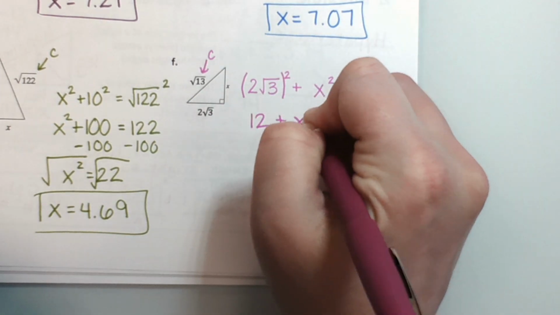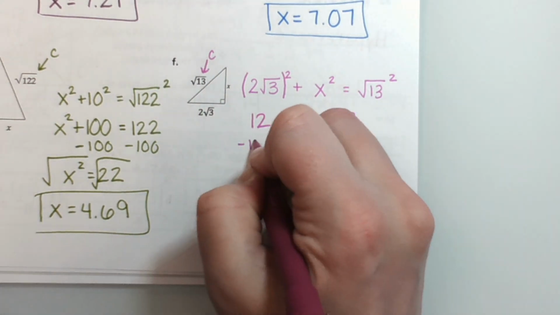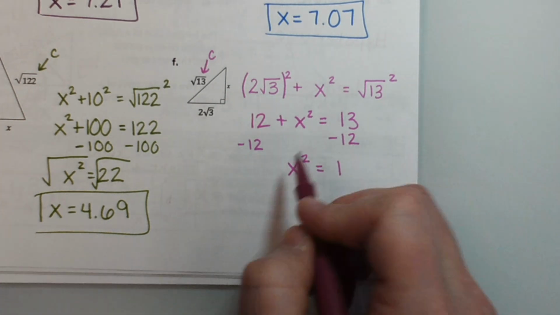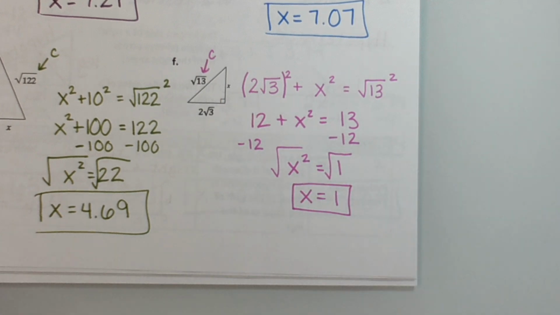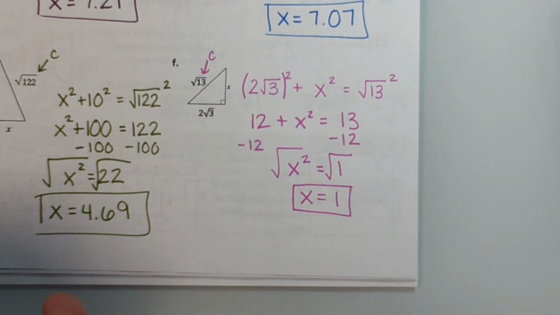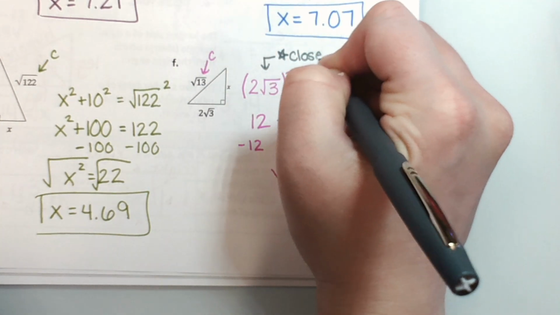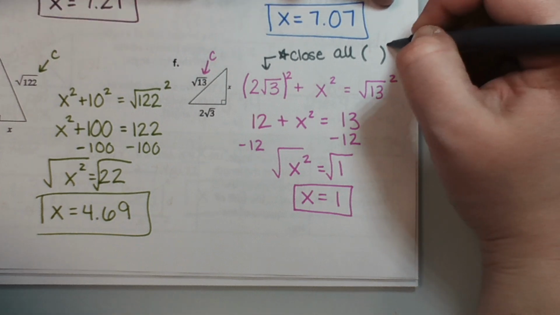Beyond that, the rest of this problem works the exact same way. Square root of 13 squared is 13. I'm just going to go through it quickly. We subtract the 12, we get 1, and then we take the square root. And the square root of 1 just happens to be 1. But you have to be careful with those. So if you have a TI calculator, or you typically use a TI calculator, you might want to write yourself a note to remind yourself to close all parentheses and then square it.